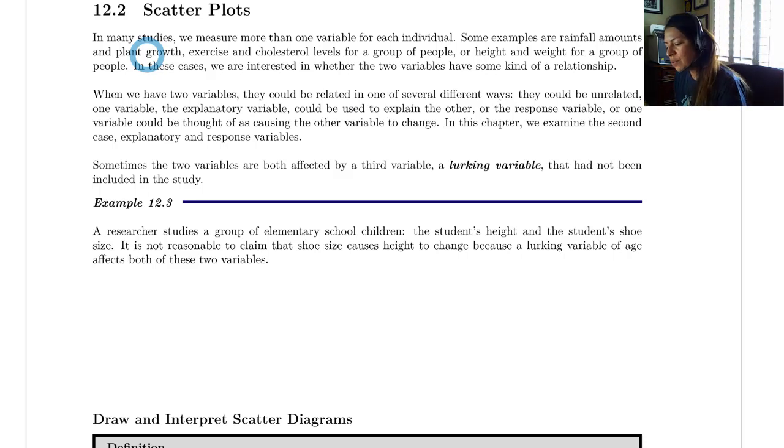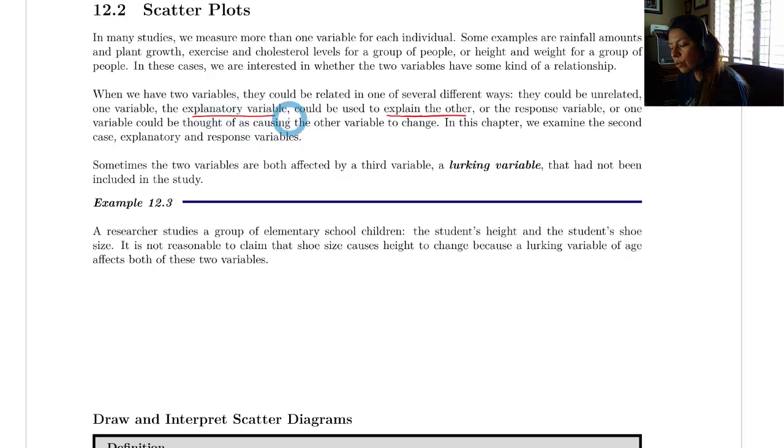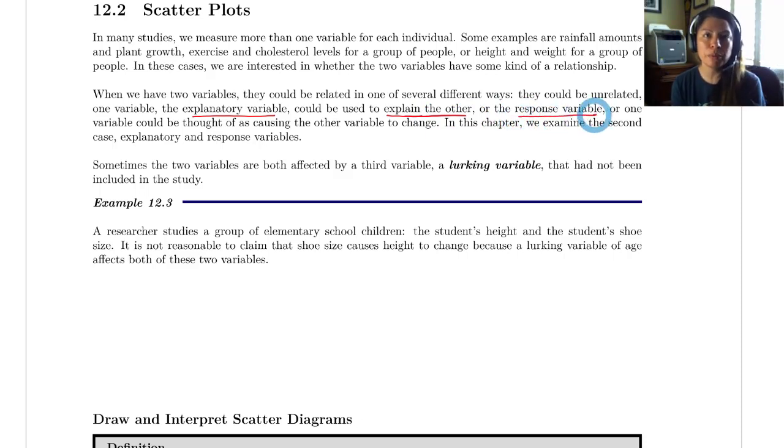So there are a lot of ways we can interpret these. They could be unrelated, right? One variable, the explanatory variable, could be used to explain the other. So we don't necessarily say causation. We say it's the explanatory variable of rainfall. So rain explains the plant growth, right? Like, duh, it rained a lot, my grass is growing a lot, you know? So the explanatory variable is going to be explaining the other, which is the response, right? So the explanatory variable will be the rainfall, and the response is how the plants grow, right? The response the plants have.